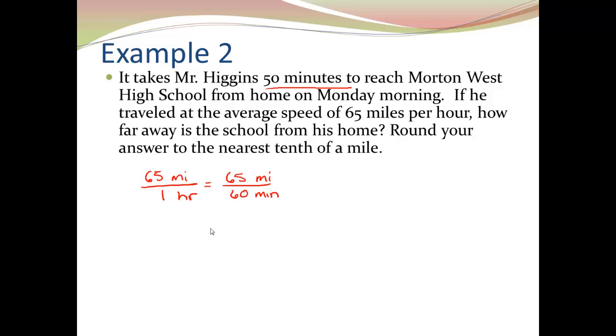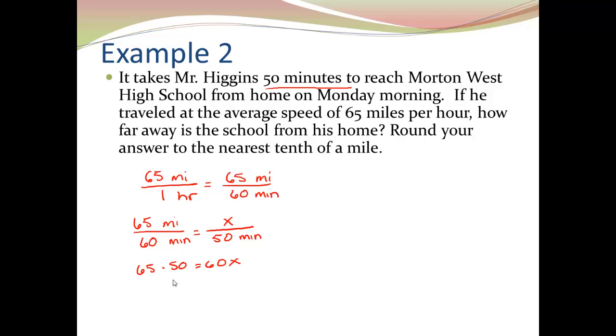Okay. Now we're going to write again a proportion. And we don't know the distance, so that's going to be our variable because we don't know the miles. What we do know is that it takes me 50 minutes to get there. So again, use your cross products. 65 times 50 equals 60x.